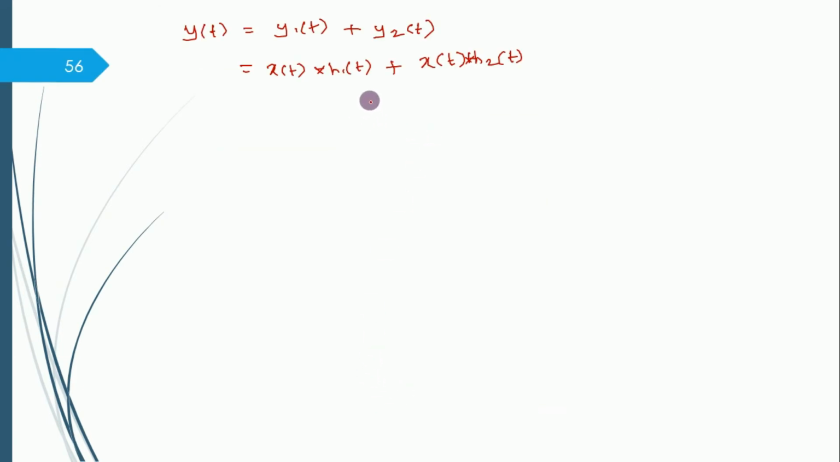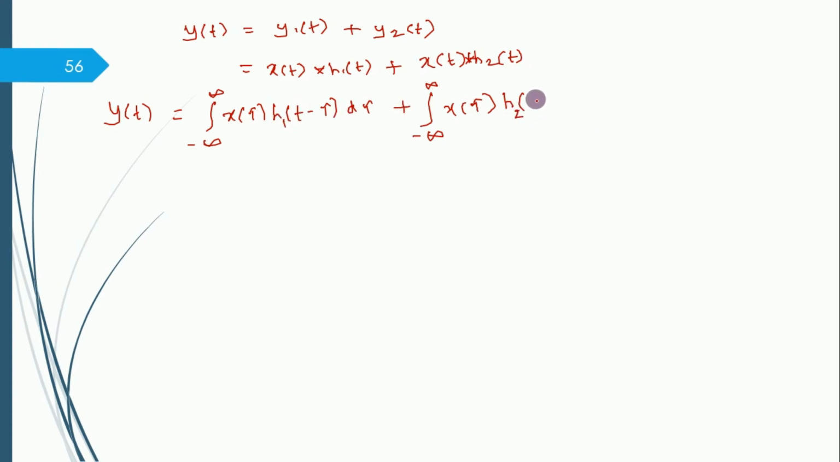Now y of t is given by the convolution formula. Integration from minus infinity to plus infinity of x of τ h of t minus τ dτ. We know the formula of the convolution. Plus integration again from minus infinity to plus infinity of x of τ h of, so I forgot to write h1 here, h1 and h2 of t minus τ dτ. Okay, simple, very simple.